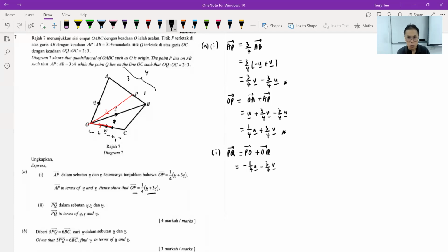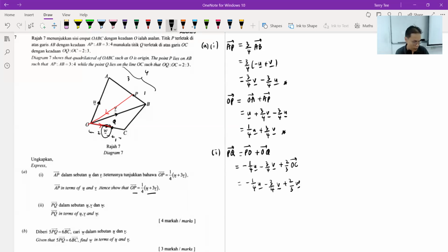And my OQ, we know, is 2/3. You see, OQ is 2/3 of my OC. And since I know OC, right? My OC is given as W. So this is minus 1 over 4 U minus 3 over 4 V plus 2 over 3 W.